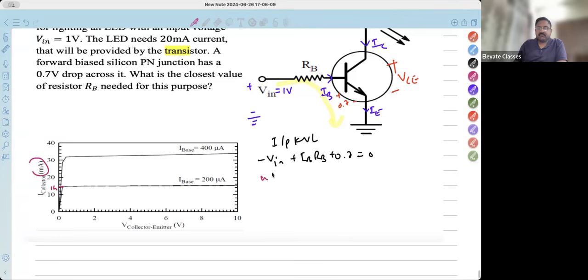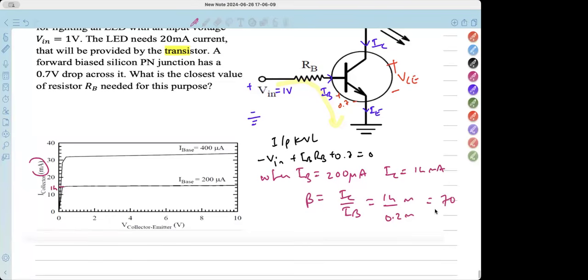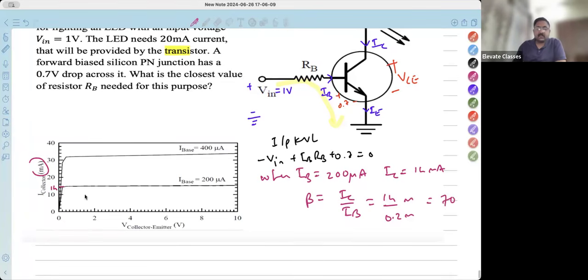दैट मींस when base current is 200 micro, तो कलेक्टर करंट कितना है? 14 मिली. इससे क्या मैं बीटा निकाल सकता हूं? यस, बीटा की वैल्यू होगी I_C अपॉन I_B. ये कितना हो जाएगा? 14 अपॉन 0.2 मिली लिख देता हूं ताकि मिली मिली कैंसिल हो जाए। बीटा की क्या वैल्यू आएगी इससे? 70। बीटा की वैल्यू 70 आ गई.